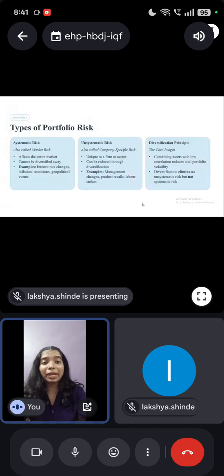Portfolio risk is mainly divided into two types. First one is systematic risk, also known as market risk. This type of risk affects the entire market and cannot be eliminated through diversification. Examples include inflation, interest rate changes, recessions, or geopolitical events. Second, unsystematic risk, also known as company specific risk. This risk is related to a particular company or industry. Examples include management changes, labor strikes or product failures. This risk can be reduced through diversification.